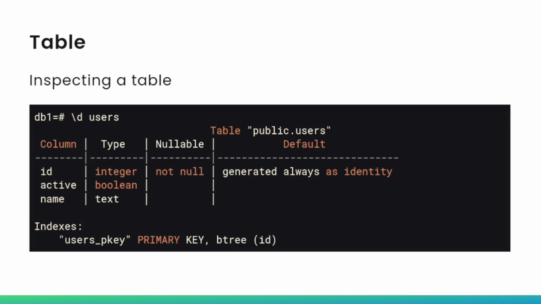First, we have the column names. We have id, active, and name. Then we have the type column, which tells us the type of each column. In this case, integer, boolean, and text, exactly like we defined it. We then have the nullable column, which we are going to talk about later on, and the default. If you see at the bottom, we have another section for indexes. We are going to come back to that as well. But as we add more into this table and make this definition more elaborate, we are going to see more sections being added at the bottom of this output.